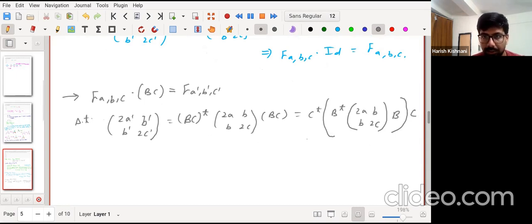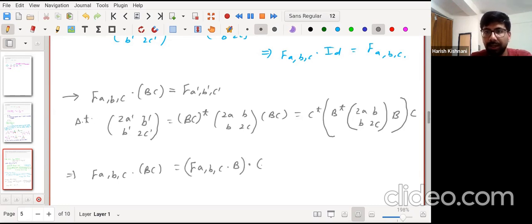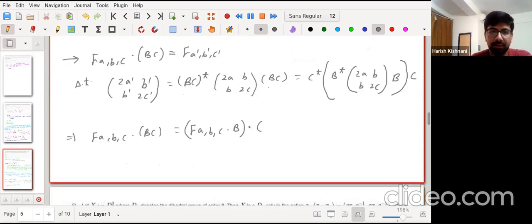So I hope that it's clear. It should be clear to you guys that f of A, B, C dot BC is the same as f of A, B, C first acted on by B and then by C. So that's what we are doing in the definition also, that when you are operating with BC you are getting the same result as you get by first operating B and then C. Okay, so this makes this action a group action. This implies we have a group action, right?